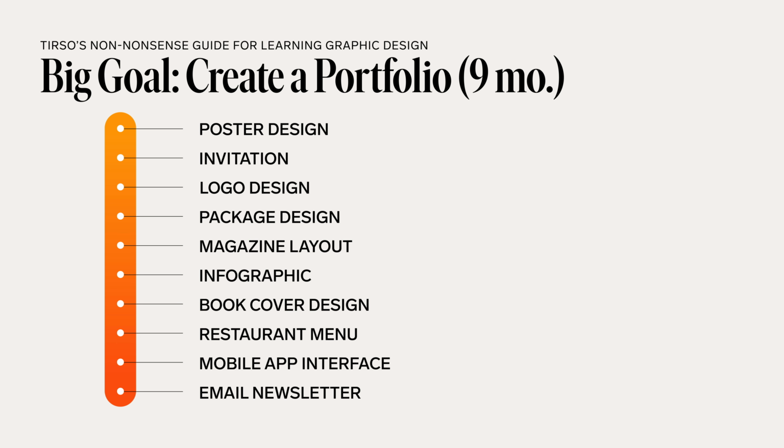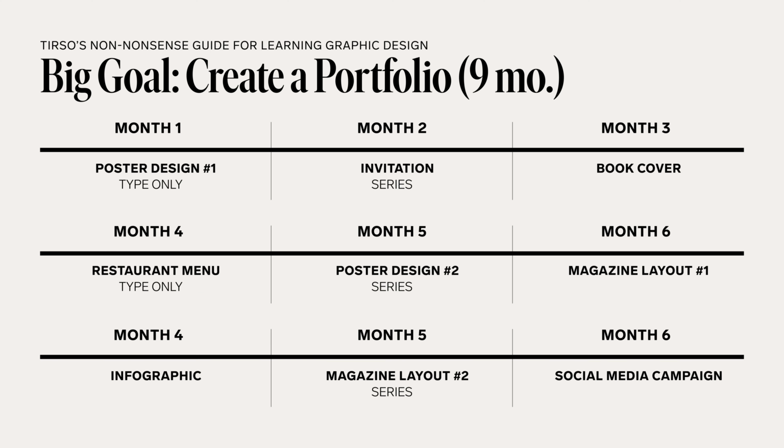And then we can make sure we are showing a breadth of skills across those projects, at least one project that's typography only, at least one project that is a series or has different design directions. Each project has a concept that's carried throughout in the design. If you honor the design process, you guarantee this every time. 4, produce 9 projects, which is 1 project a month.